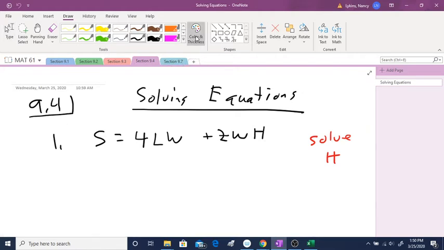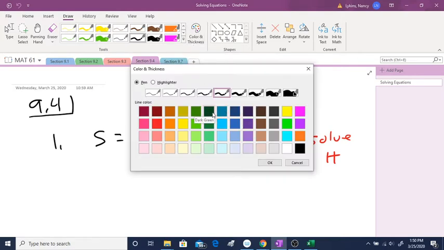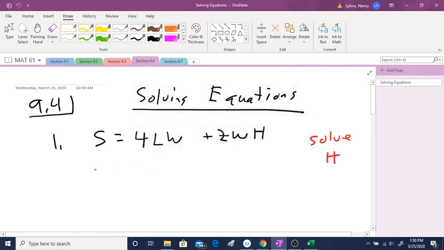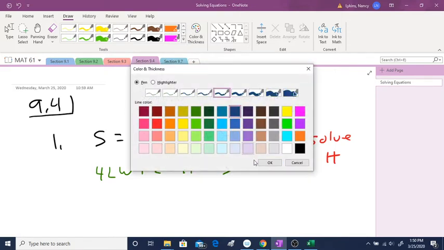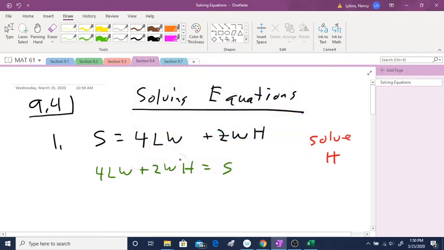So what I'm going to do is, I know I'm going to solve for H. Because we read from left to right, I'm going to switch this around and say 4LW plus ZWH equals S. And then I'm going to solve for H. So I'm going to put a box around everything that's attached to H, which in this case is ZWH.